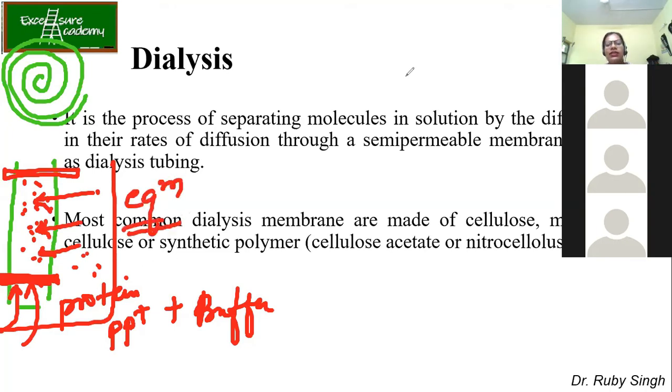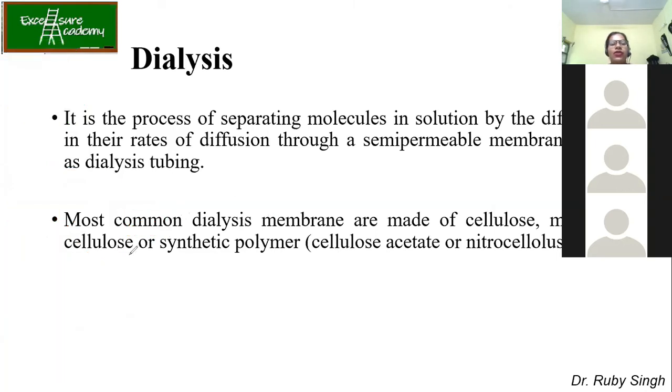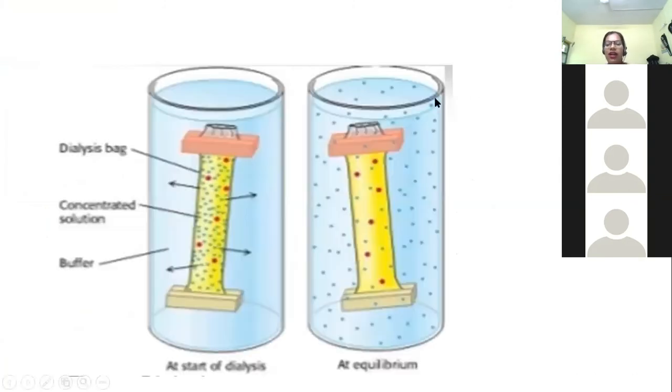Now, your dialysis membranes are made up of cellulose or synthetic polymers like cellulose acetate or nitrocellulose. Okay. So this is also important to remember, what kind of material your dialysis membrane is made of. Okay. So this is the last.